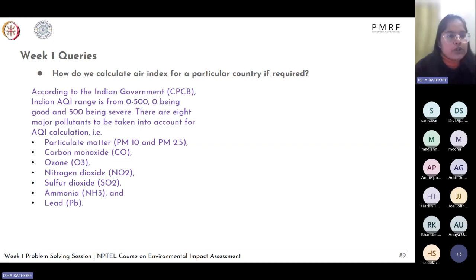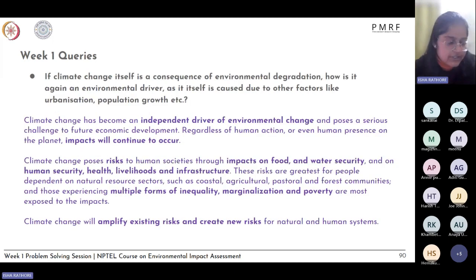Okay, moving on to the next question. This is a very interesting question. If climate change itself is a consequence of environmental degradation, how is it again an environmental driver, as it itself is caused due to other factors like urbanization, population growth, etc.? Okay, so this is my response to the question.